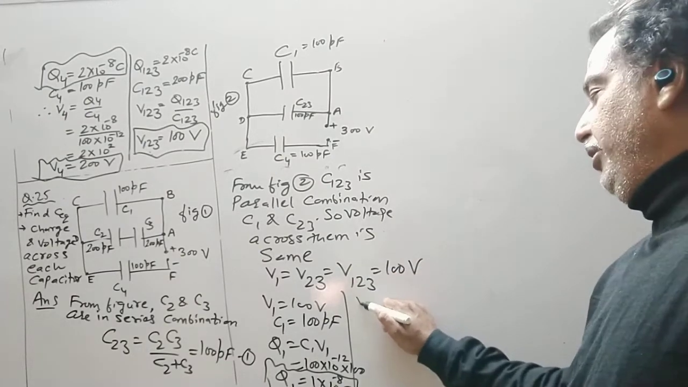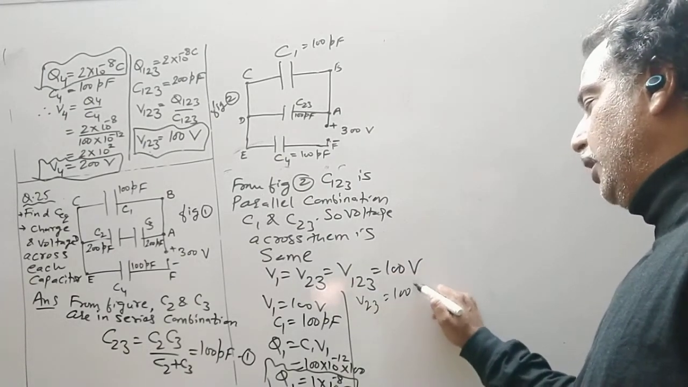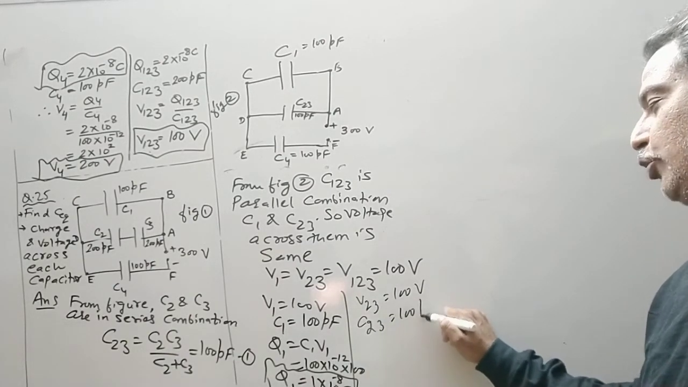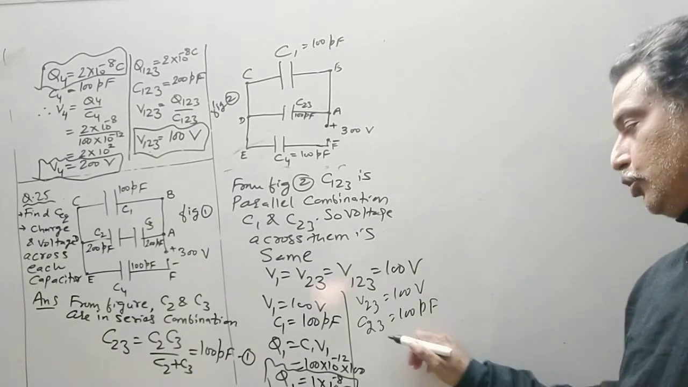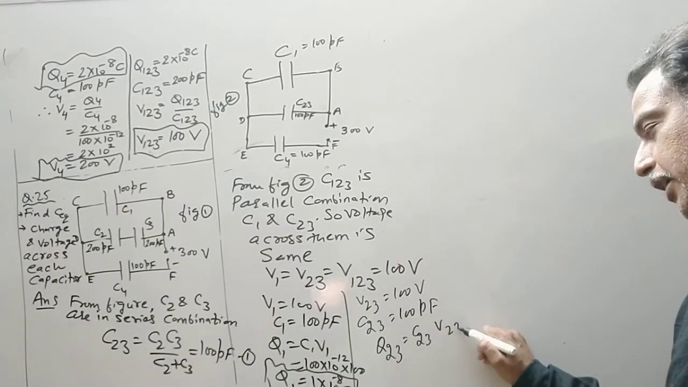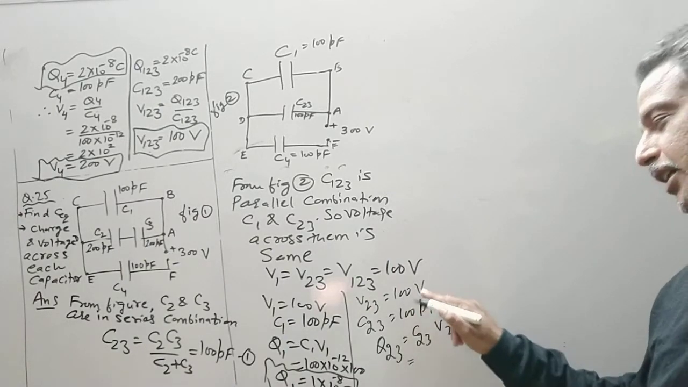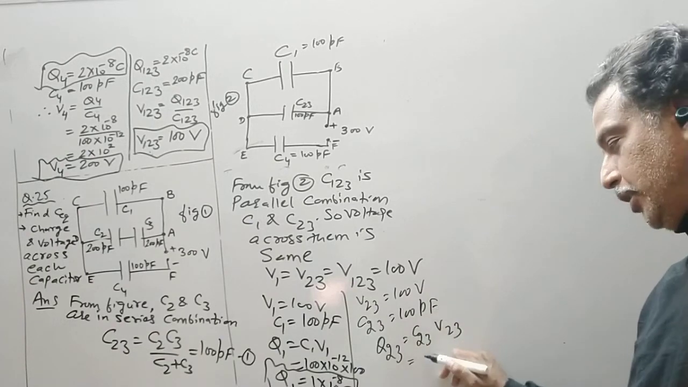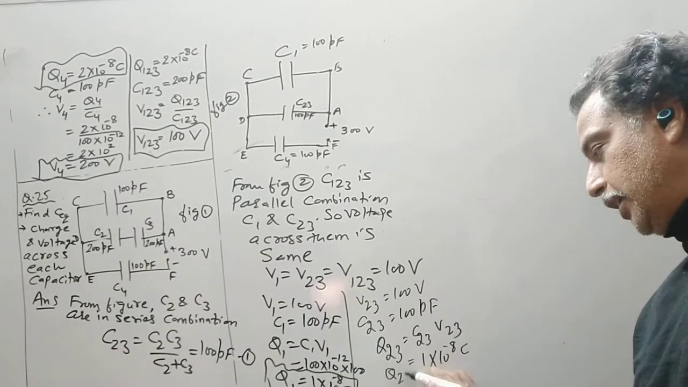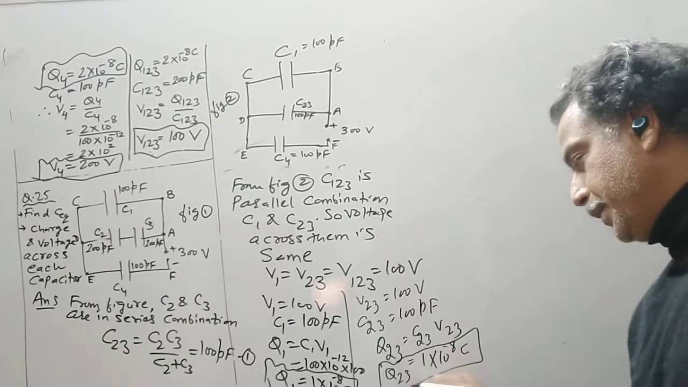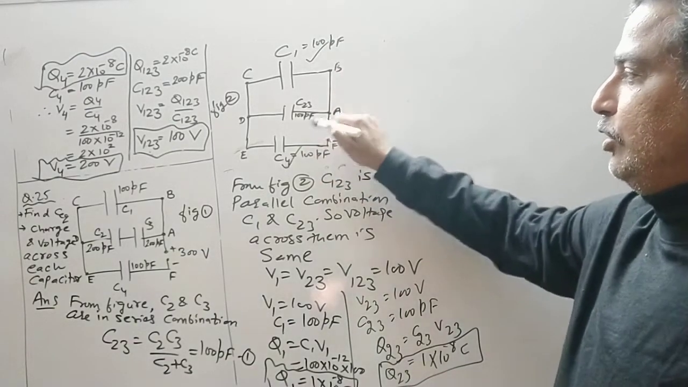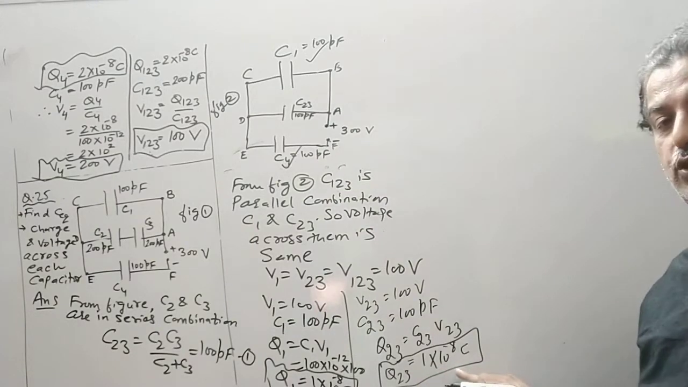Now V23, that is equal to 100 volt. C23, that was 100 picofarad. So Q23 is equal to C23 into V23. So that comes out to be 100 into 100 into 10 raised to minus 12. So it comes out to be 1 into 10 raised to minus 8 coulomb. So Q23 also comes out to be 1 into 10 raised to minus 8. Now again, this problem is solved. Now Q23, that is 1 into 10 raised to minus 8.